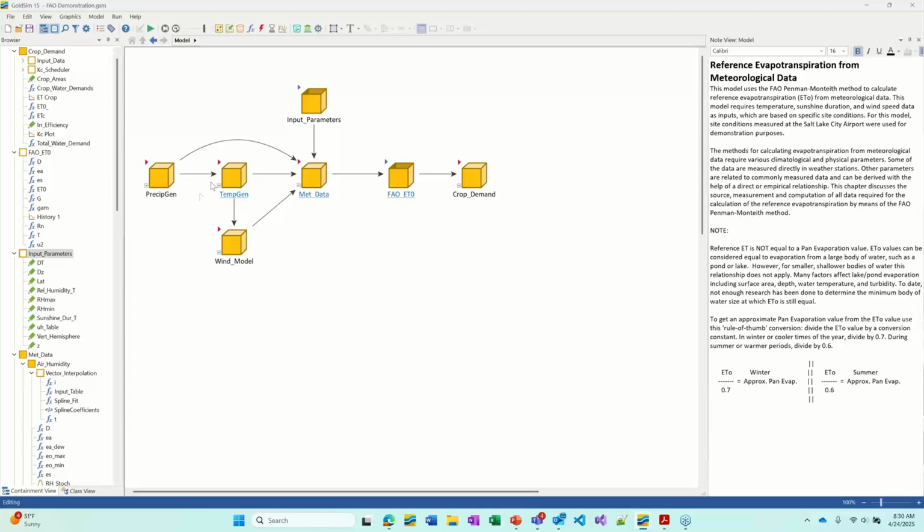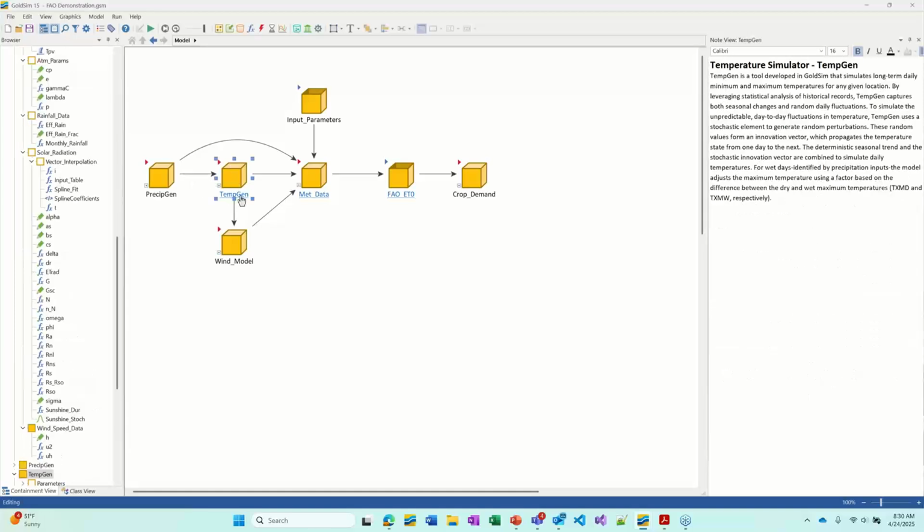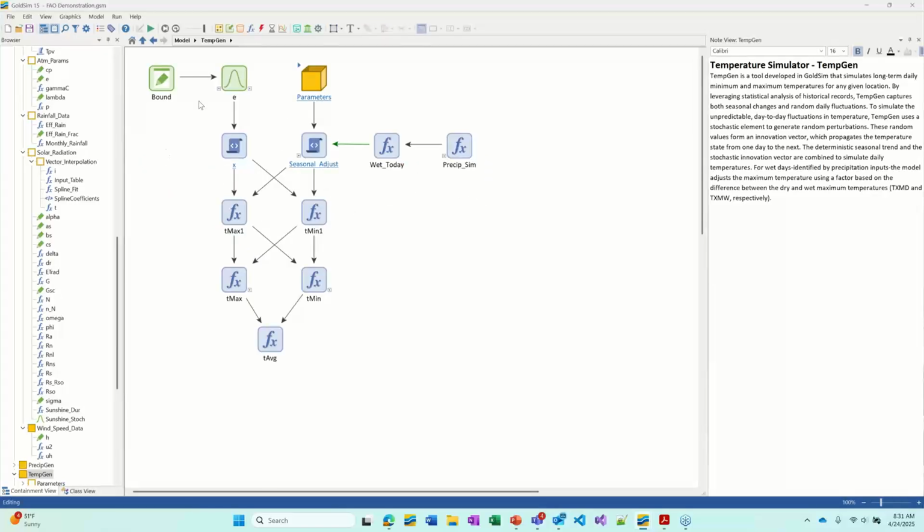And you'll see right here, I have this container called TempGen. So this is a model that's posted on our website that essentially is derived from the WGen model. It's just the one component for modeling temperature. And in here, we have a stochastic element. That's where we're deriving the uncertainty from on the daily basis.